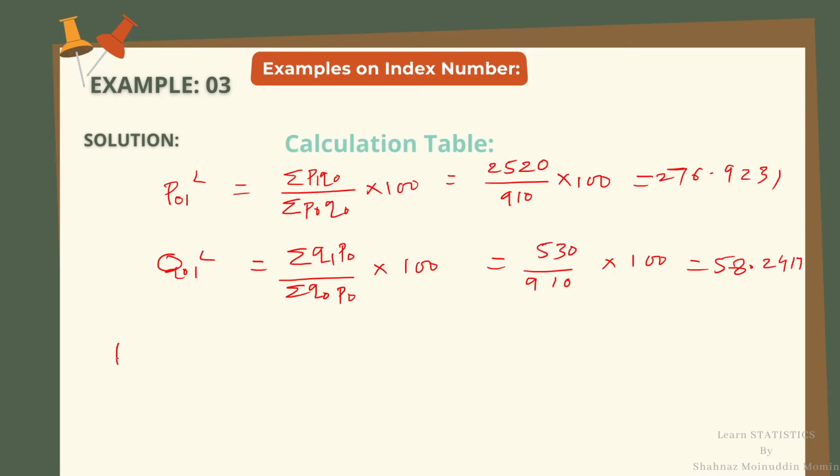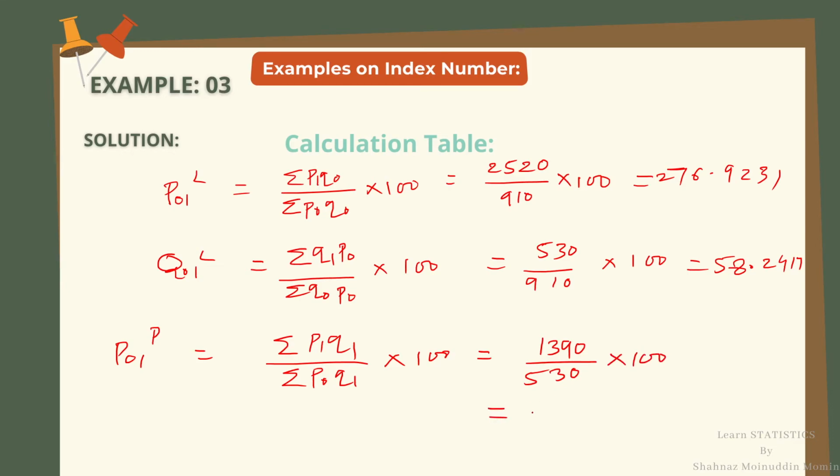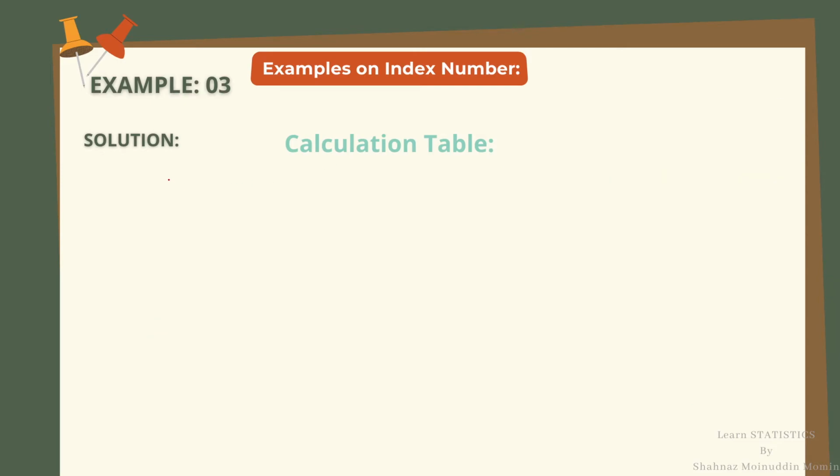The Paasche price index number is summation P1 Q1 divided by summation P0 Q1 into 100, which is equal to 1390 divided by 530 into 100, which is equal to 262.2642.